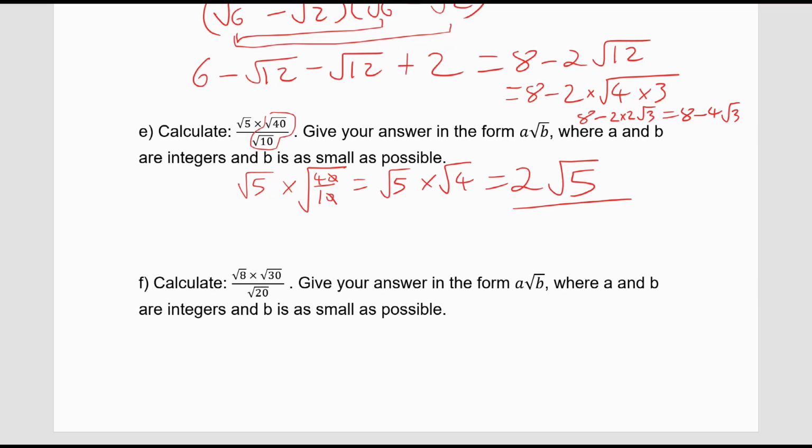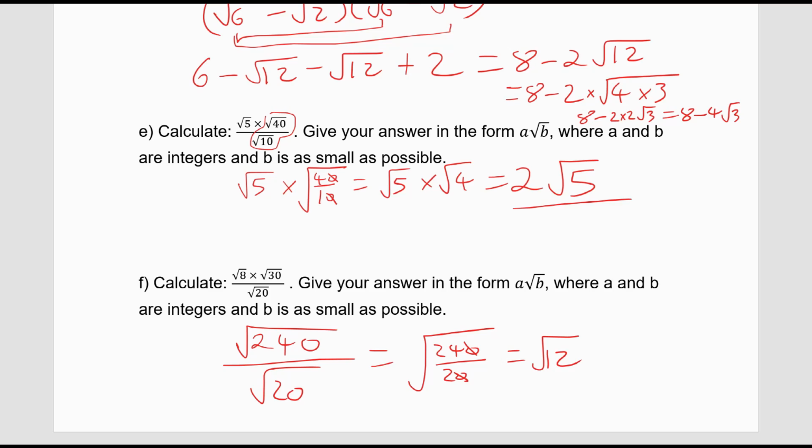Similarly for F, so this is one which we didn't see, but I'll go through it now. In this case we could work out the numerator first, giving me root 240 over root 20, which is root 240 over 20, which works out to be root 12, which is root 4 times 3, which is just 2 root 3.